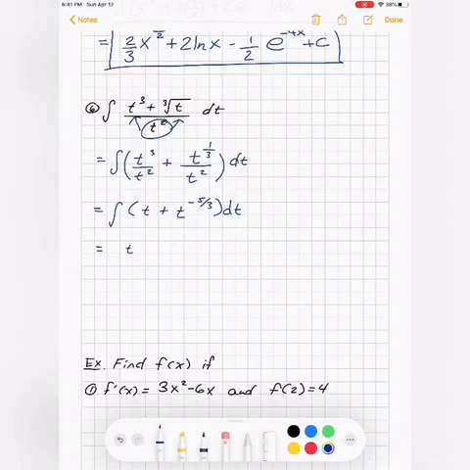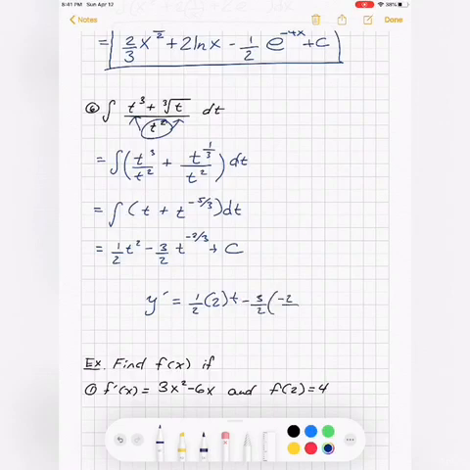Okay, now I'll integrate. And then I just have to see if that's right. So 1/2 times 2 times t minus 3/2 times minus 2/3. Okay, looks like I got that right.